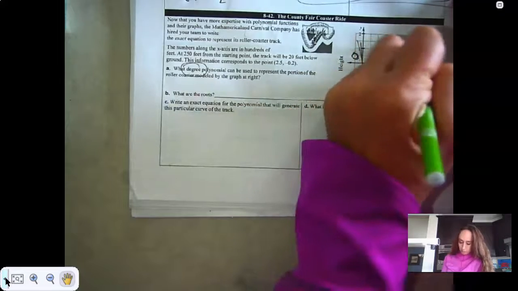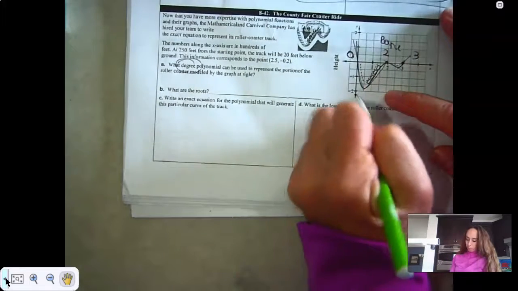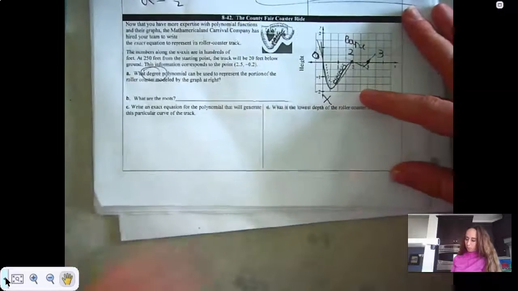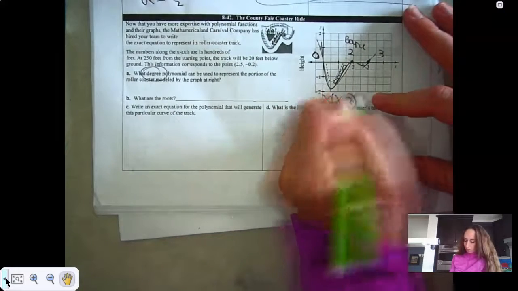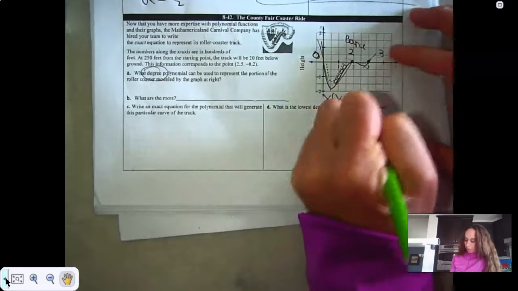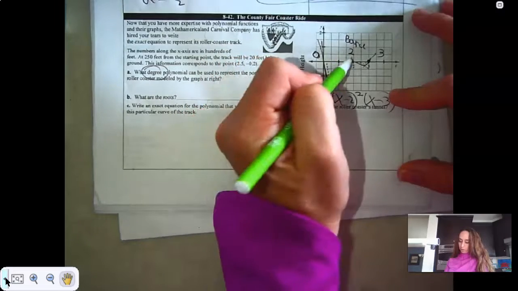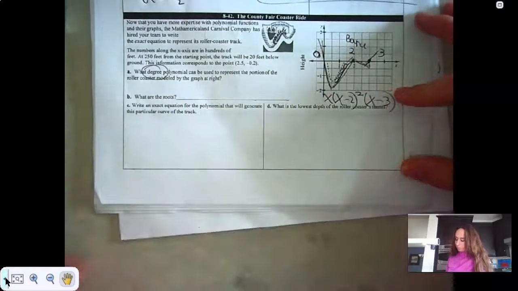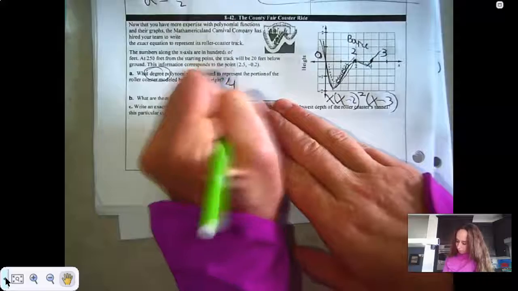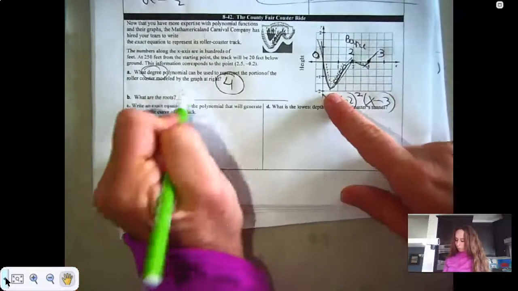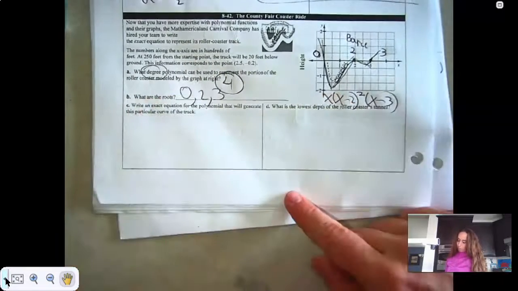And then one of my zeros is 3. So that means that would be x, kind of like x minus 0, but you just put x. x minus 2 squared, and x minus 3. So it's degree 4. 1, 2, 3, 4. It ends up working out. Okay? So what degree? Degree 4. What are the roots? 0, 2, and 3.